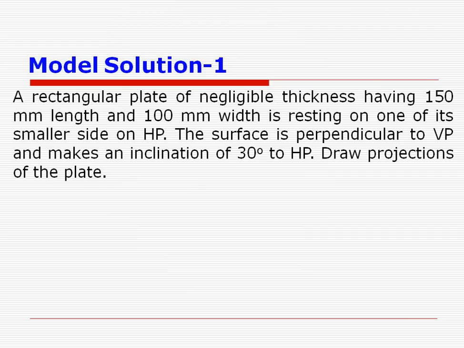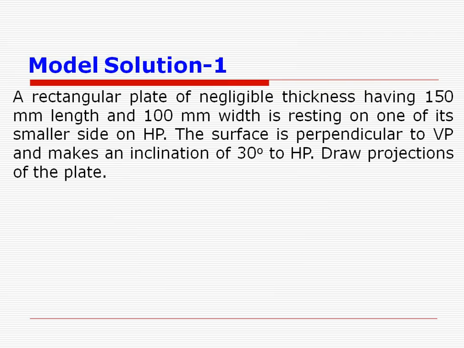So for the example, we take one statement. A rectangular plate of negligible thickness having 150 mm length, 100 mm width is resting on one of its smaller side on HP. Now the smaller side has to rest on HP. It is, and the surface is perpendicular to VP and makes an inclination of 30 degree to HP.